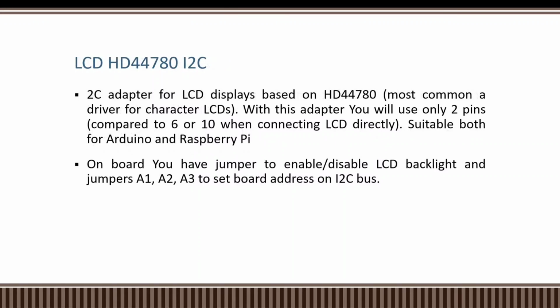LCD. Here we are going to use an I2C LCD. It is an I2C adapter for LCD displays based on HD44780, the most common driver for character LCDs. With this adapter, you will use only 2 pins compared to 6 or 10 when connecting the LCD directly. So it is suitable for both Arduino as well as Raspberry Pi. We are here going to use Arduino. On board, you have a jumper to enable or disable the LCD backlight and jumpers A1, A2, A3 to set the board address on the I2C bus.